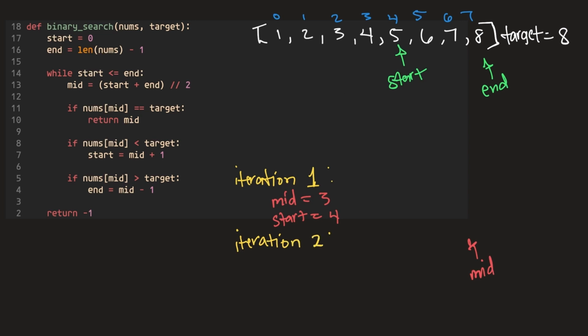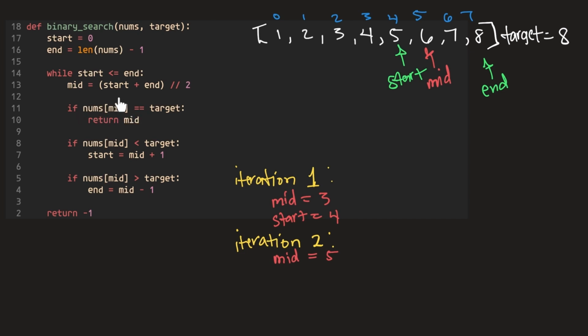So we'll just write here iteration 2. And once again, we're going to calculate our mid by adding our start plus our end and dividing the sum by 2. So our start index is 4 and our end is 7, which results in 11 divided by 2, which results in 5.5, which we will just floor to index 5. So our mid will move here to index 5. So within iteration 2, we set our mid to index 5.